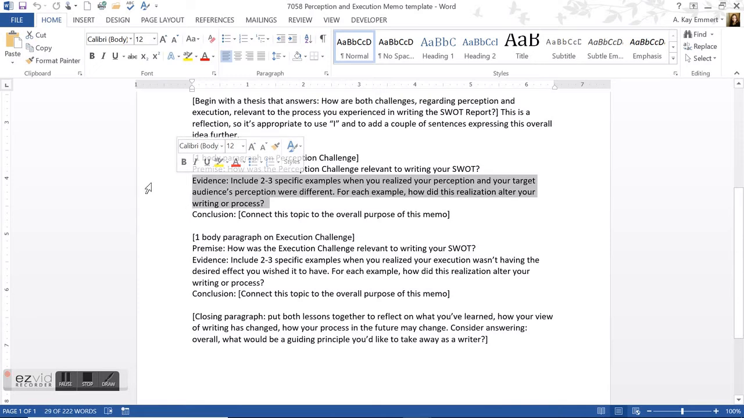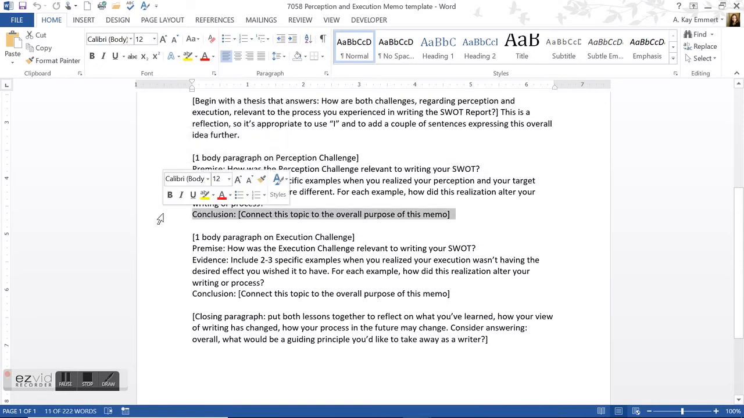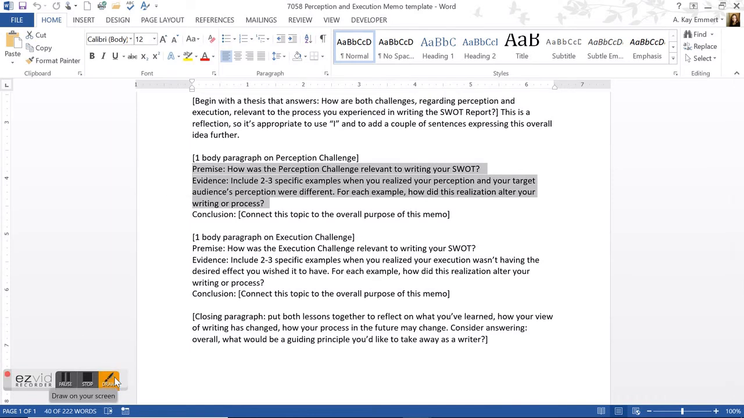now it's a lot easier to identify an overall idea. Okay, now it's a good time to answer this question and put your answer before the evidence. Okay, finally, the last sentence of your body paragraph should be the concluding thought. And so this is where you connect this topic to your overall purpose of the document.